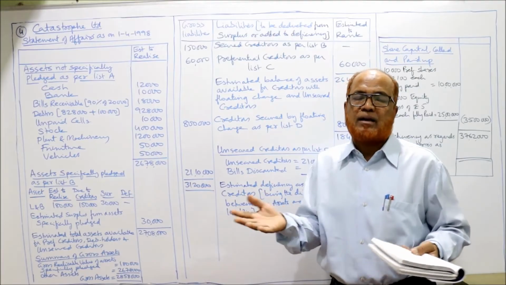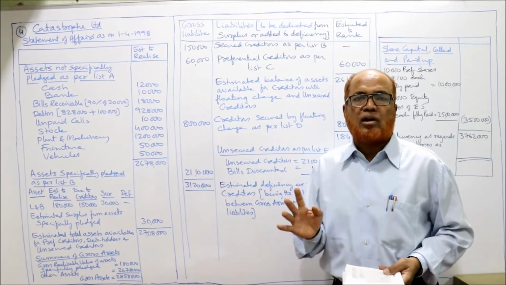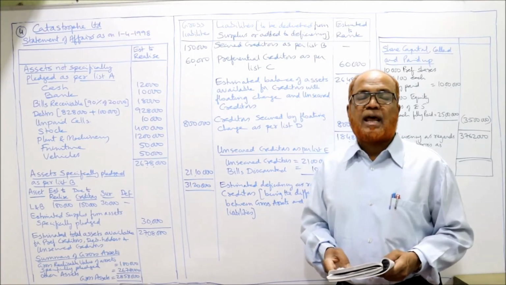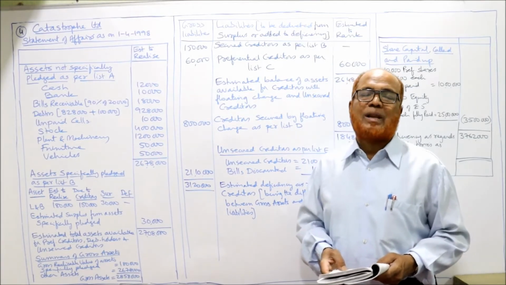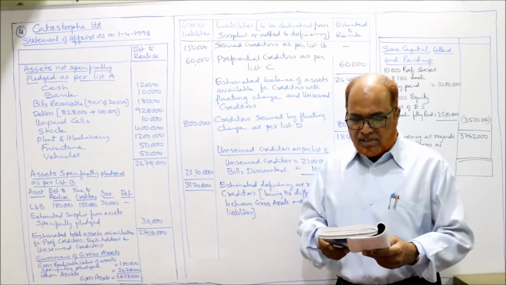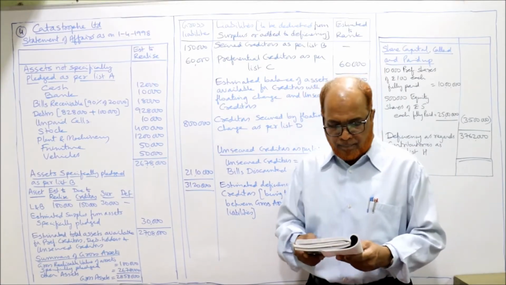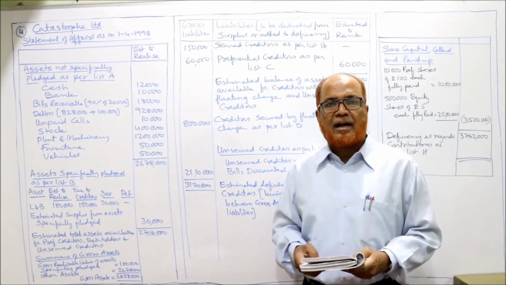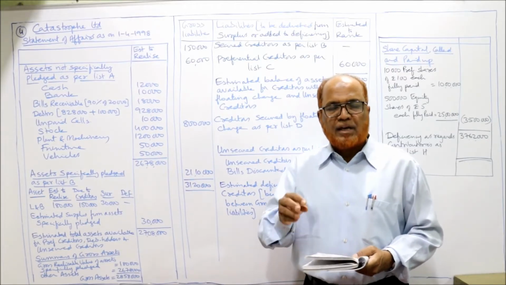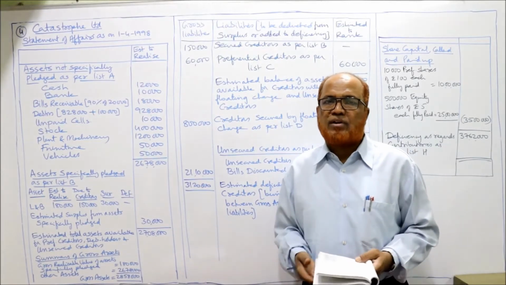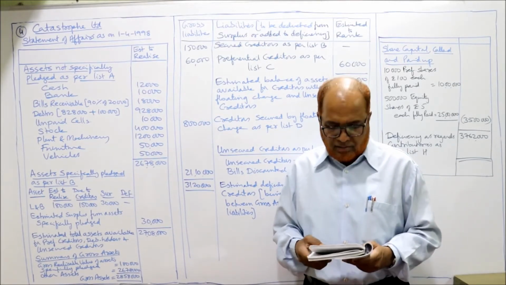Next, bad debts are given 40,000. This we should not take. Bad debt means irrecoverable, not at all recoverable. Leave it. Bills receivable are 20,000. 90% are estimated to realize. So 90% of 20,000, 18,000 rupees are bills receivable, realizable. Loan considered bad. Ignore. The company has given some loan and it is expected that nothing can be recovered from that loan. Bad. Leave it.